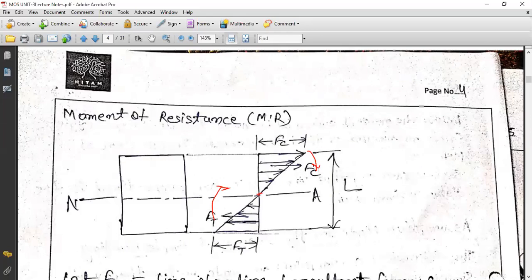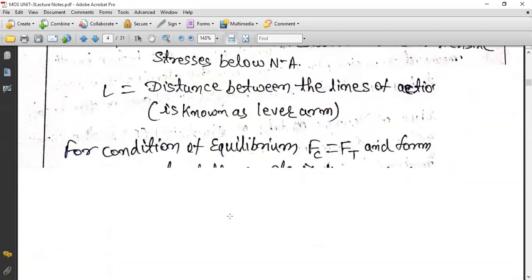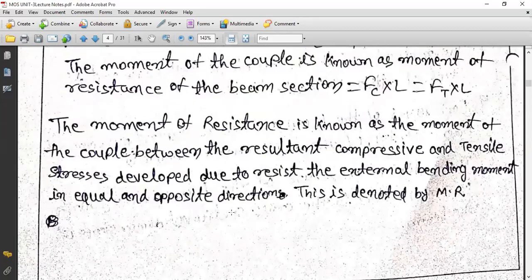We have to stop this movement, either this one or that one. So Fc into L equals Ft into L. Both are the same. That is about the moment of resistance. So the moment of resistance is understood.